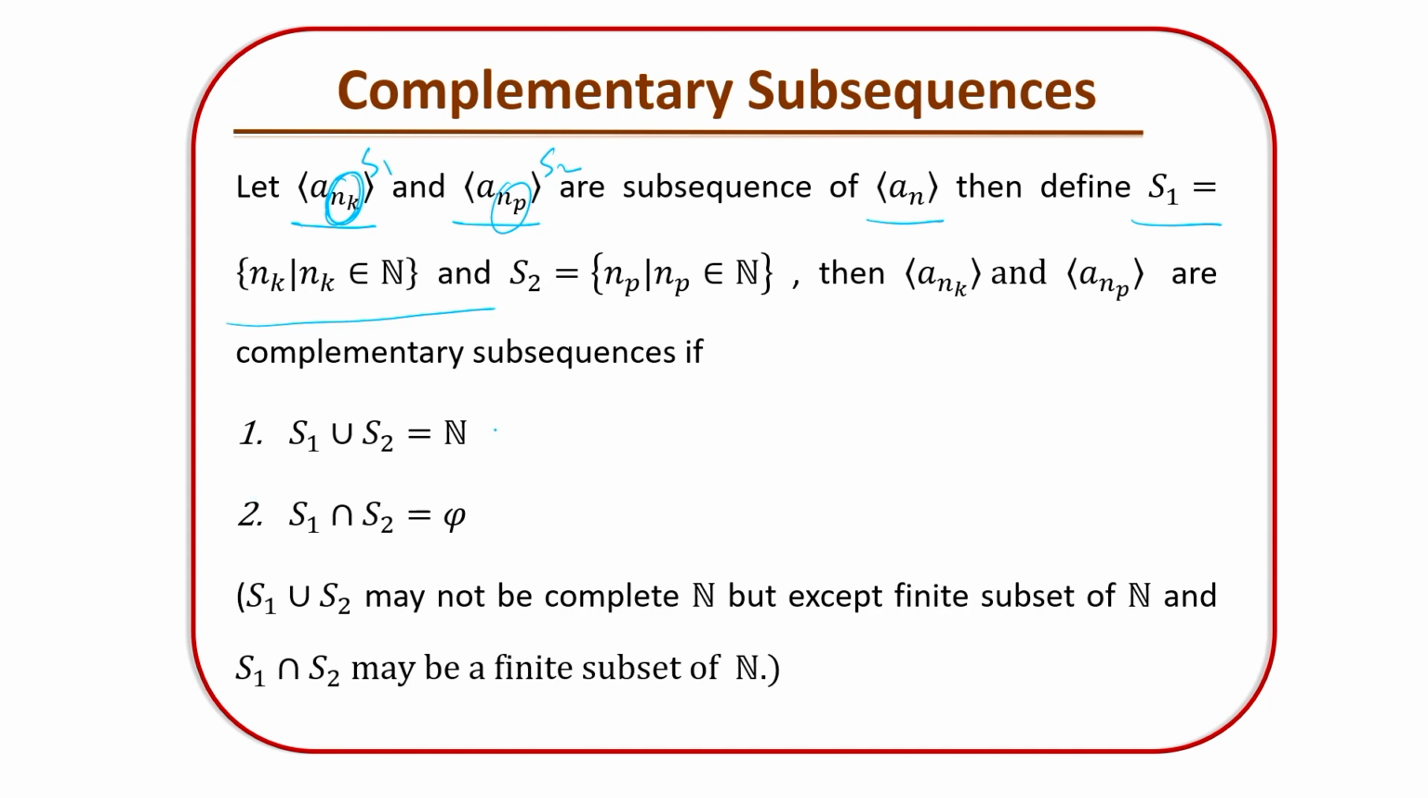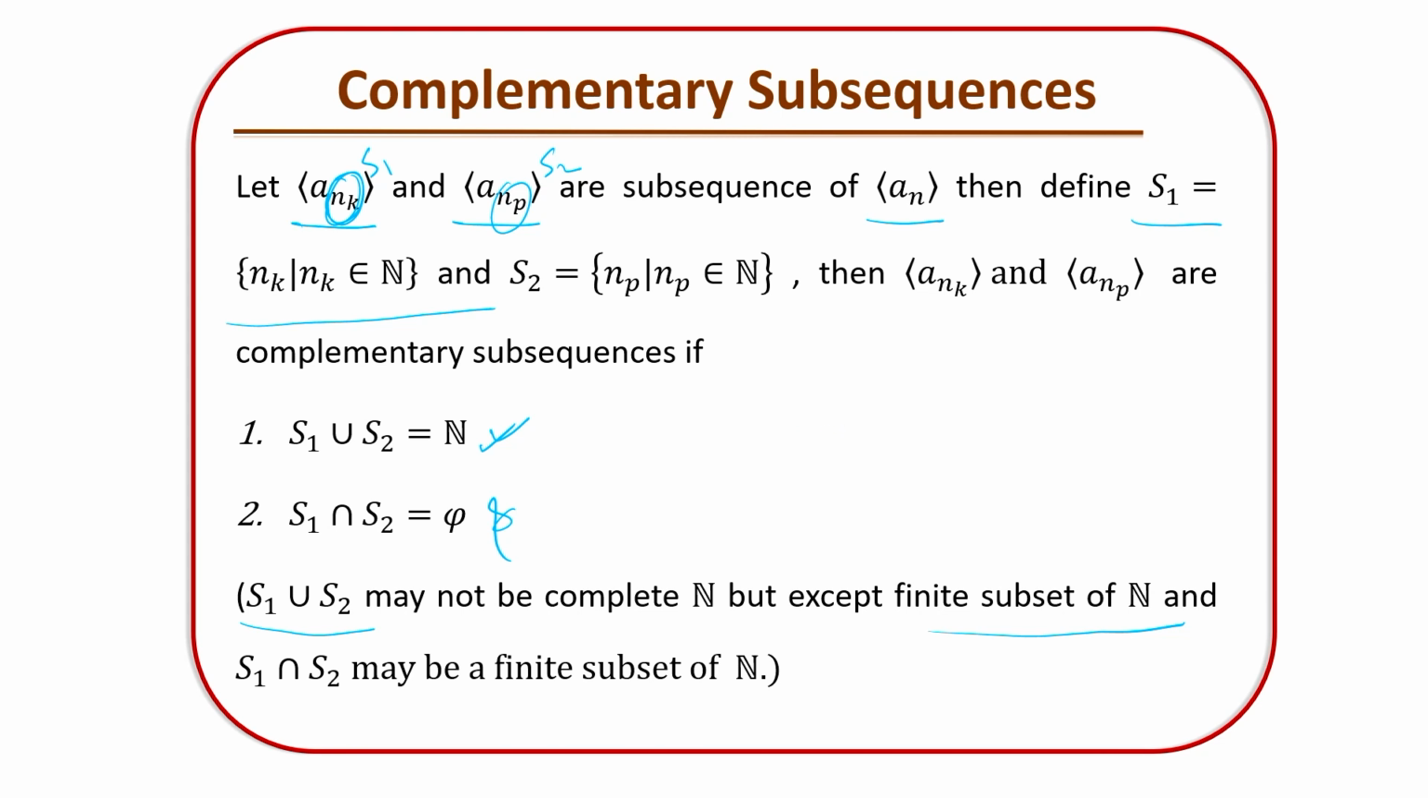So S1 and S2 are two non-empty sets, because obviously natural numbers have something. The subsequences a_nk and a_np are said to be complementary to each other if S1 union S2 becomes the natural numbers and both are disjoint, so S1 intersection S2 is phi, right? Now remember this: S1 union S2 may not be complete in N, but may miss a finite subset of N, and S1 intersection S2 may be a finite subset of N.